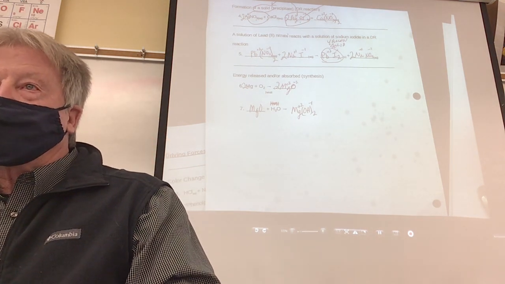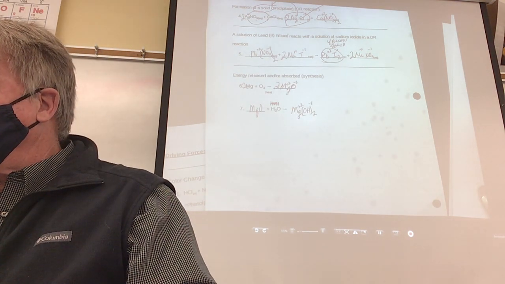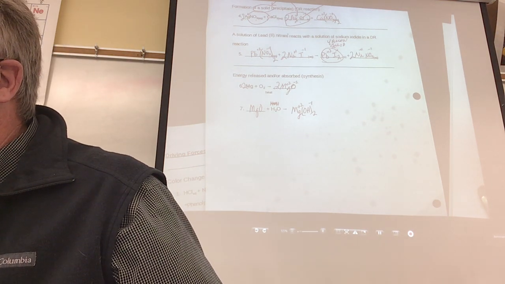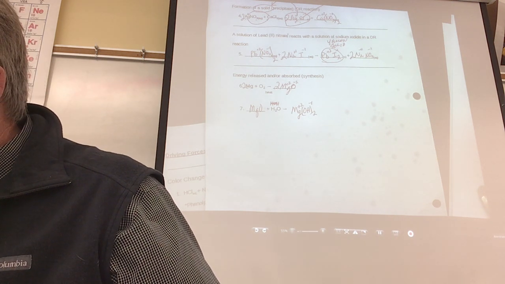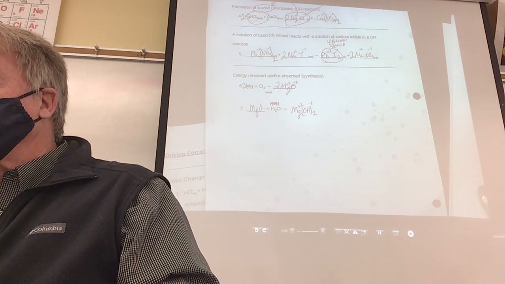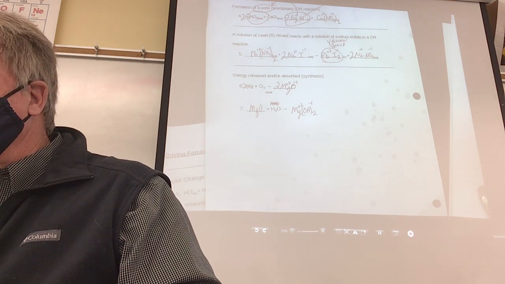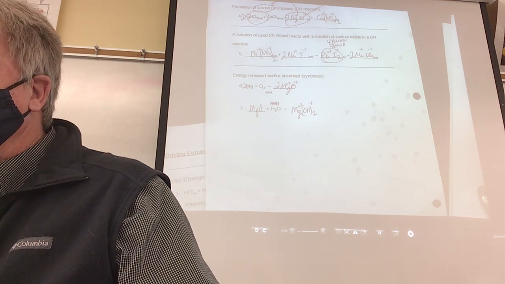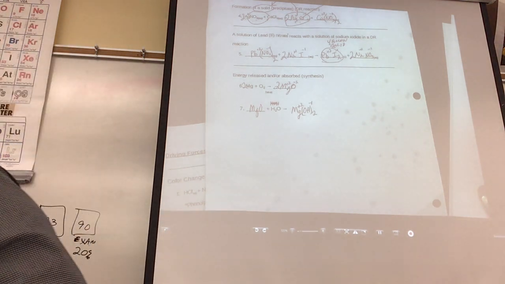Number 5. Read that to me in English. Lead nitrate. Oh, not always metal. Which lead nitrate? Lead 2 nitrate plus sodium iodide yields lead 2 iodide plus sodium nitrate. Very good. All right, let's try it.